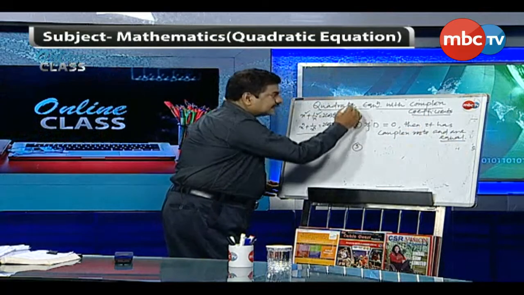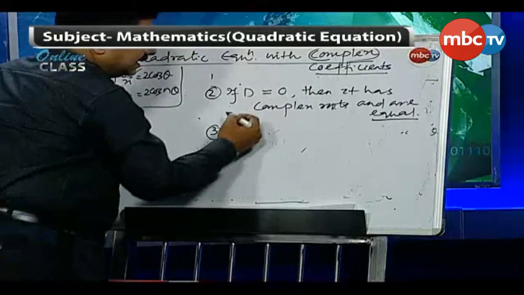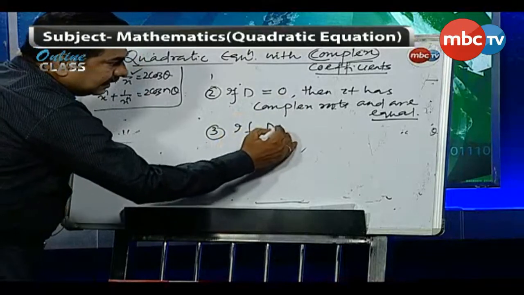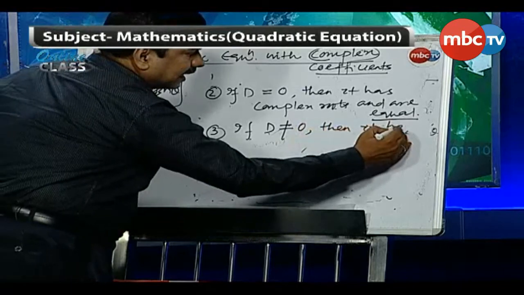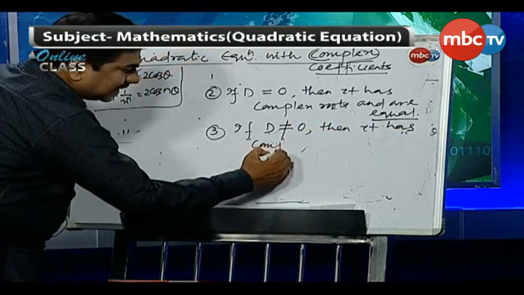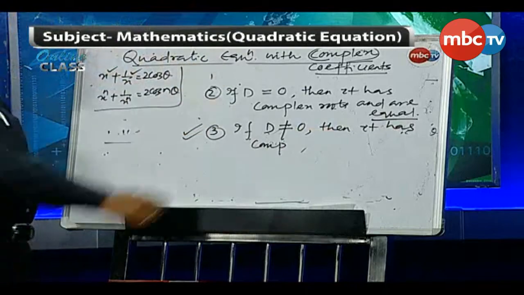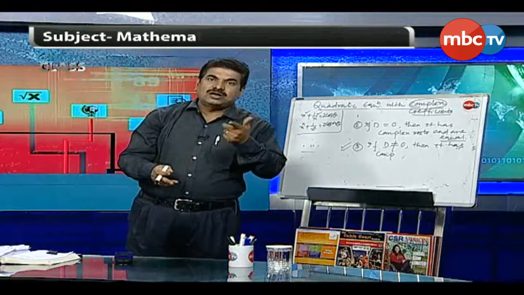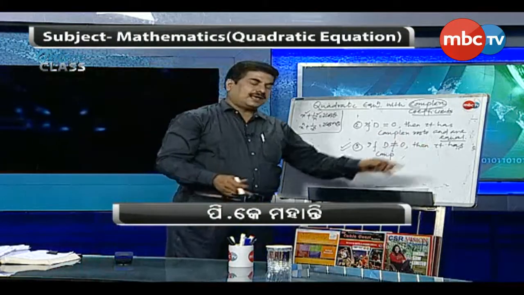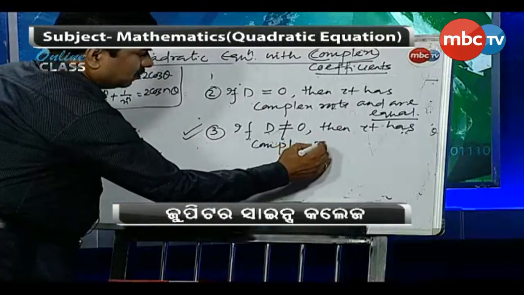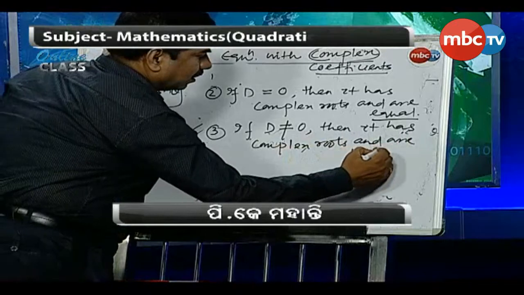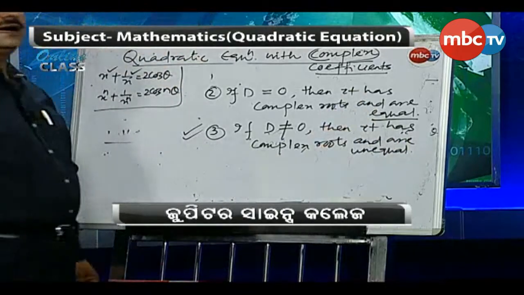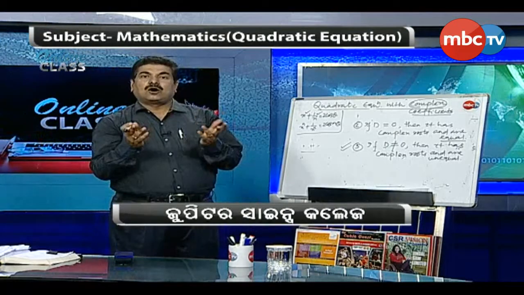Third one is, in case of a complex coefficient here, if d is not equal to 0, then it has complex roots. Very important point, this one. If d is not equal to 0, then it has complex roots and they are unequal.